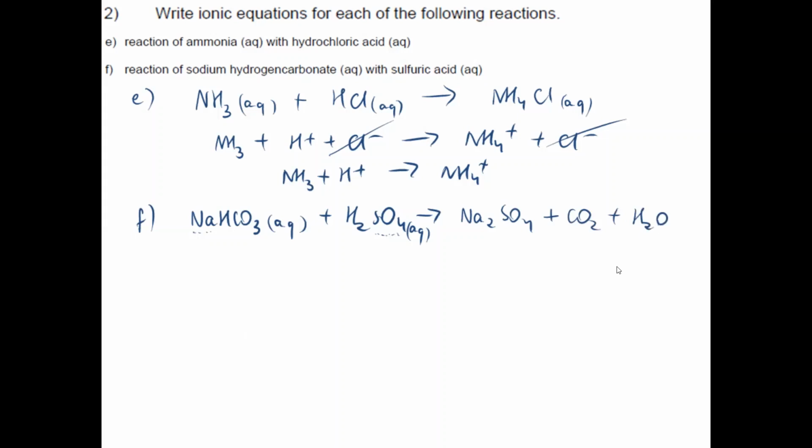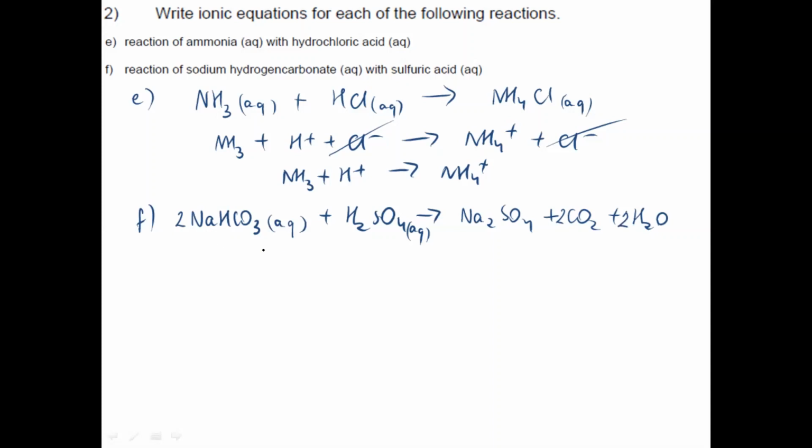We need to remember to balance. So we need 2 sodiums on the left to balance the sodiums on the right, and the SO4s are done. We need 2 CO2s to balance the carbons. So let's check the rest. Let's check the hydrogens. 4 hydrogens on the left, so we need to put 2 in here to make 4 hydrogens on the right. And that should be it.